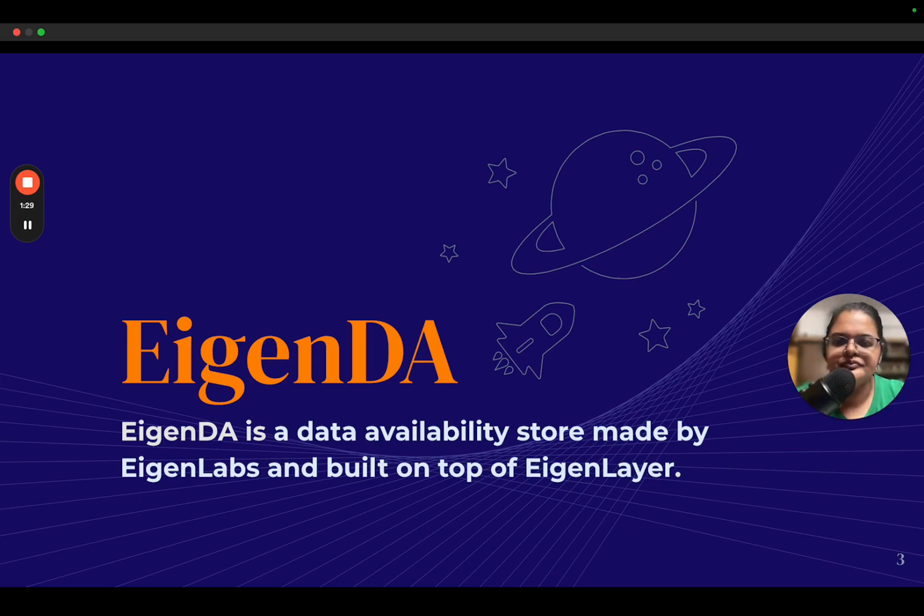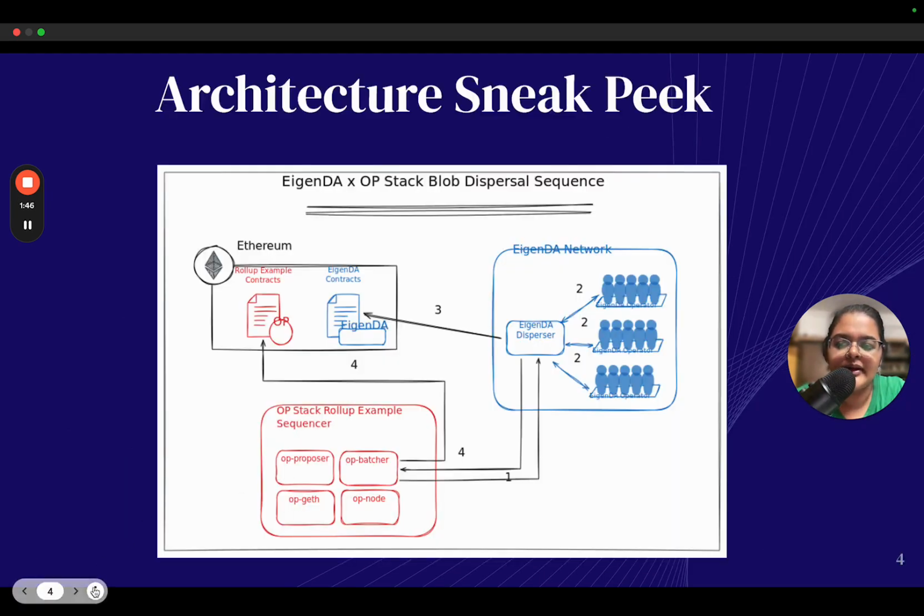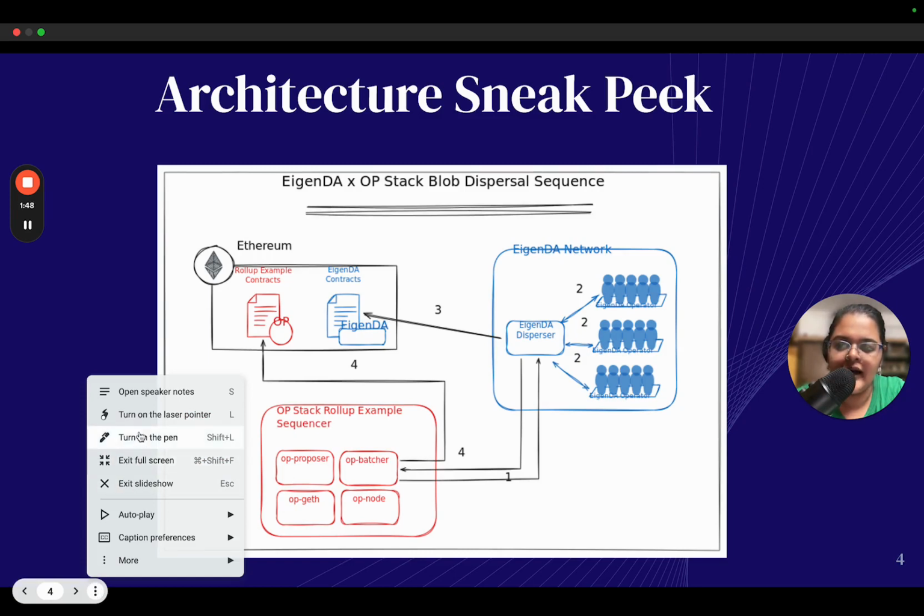Now EigenDA is the data availability store, which is made by Eigen Labs and it's built on top of EigenLayer. So EigenDA is essentially an AVS that is registered with the Eigen protocol. Now let's take a quick look at the architecture of how this simple example works.